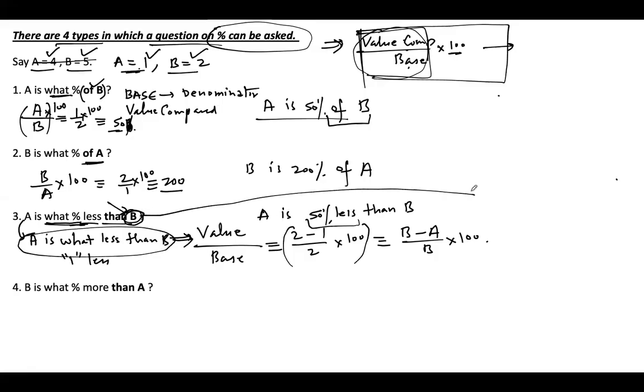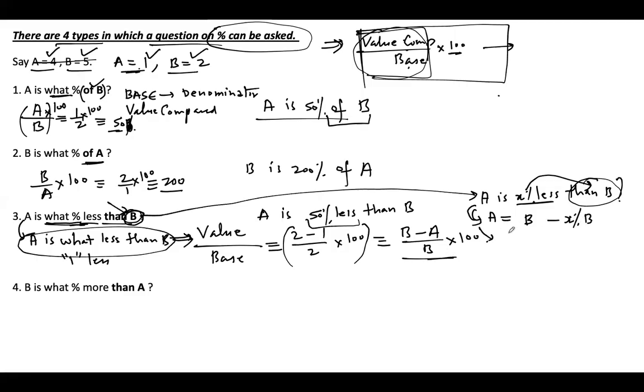See, sometimes if you were to make an equation, A is what percent less than B, then you'll write A is X% less than B. Can you write this equation mathematically? Yes. A is X% less, X% of what? B. And this value is less than what? B, right? So I'll write this. A is equal to B minus X% of B.